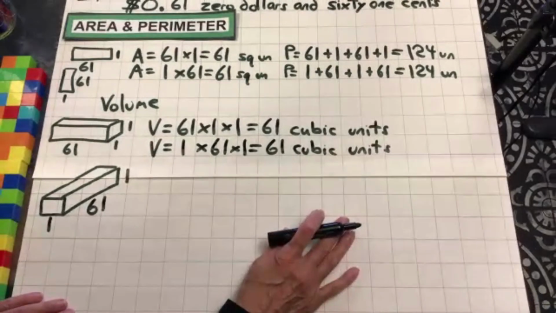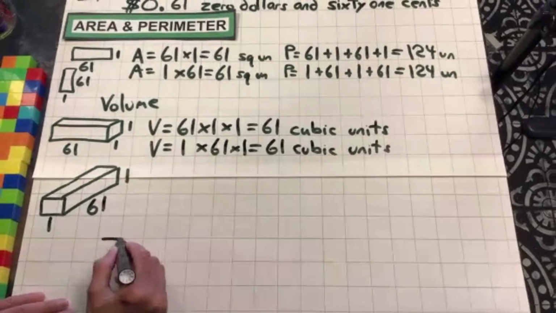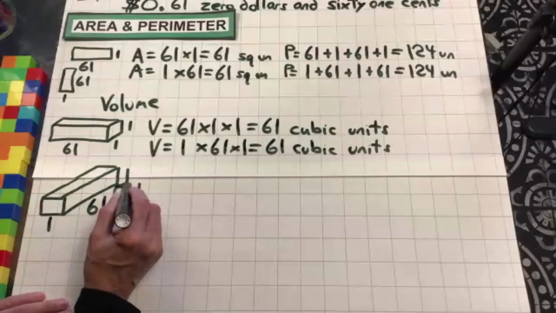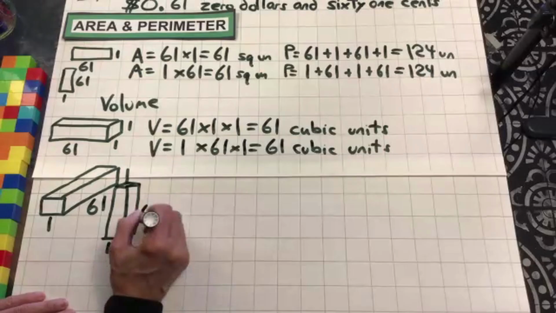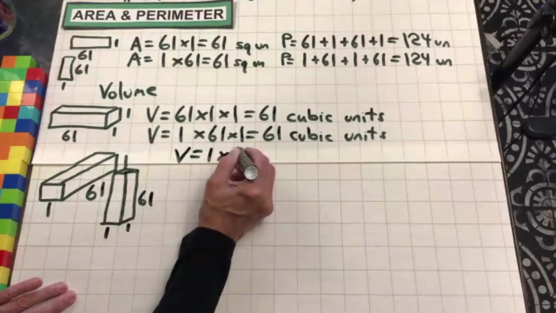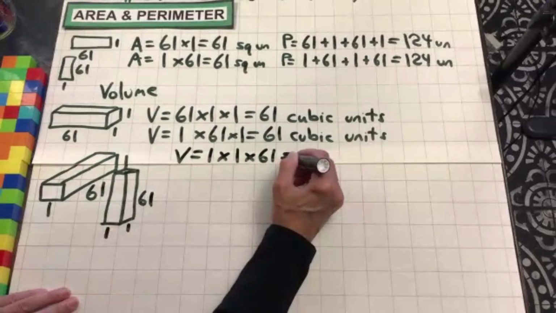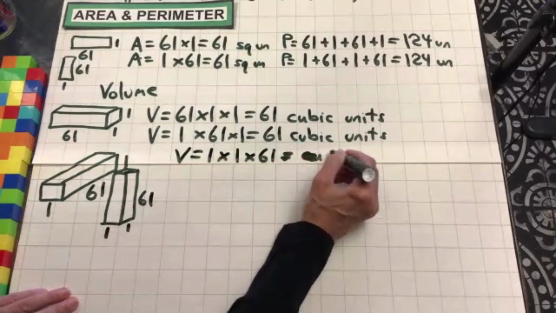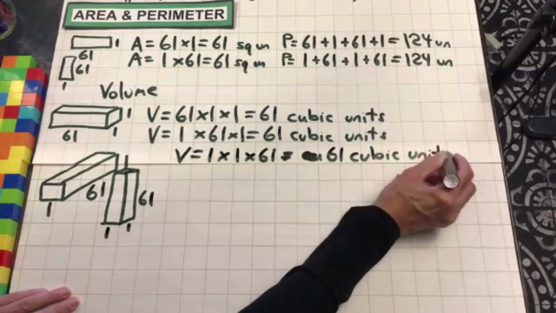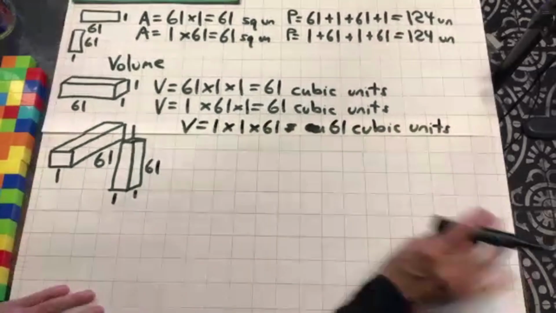We have one more, which would be a 1 by 1 by 61 tall. So here it is. 1 by 1 by 61. So that volume would look like this. 1 times 1 times 61 equals 61 cubic units. So remember, when you get to coordinates, we always want to walk first before we climb.